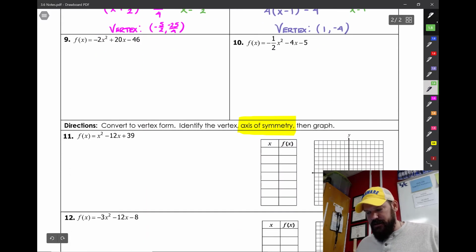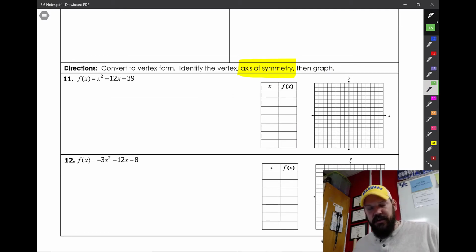Graph them, use the calculator, use Desmos, graph them, sketch the graph on your assignment, and then you're done.